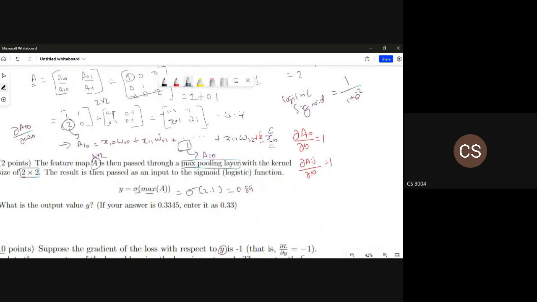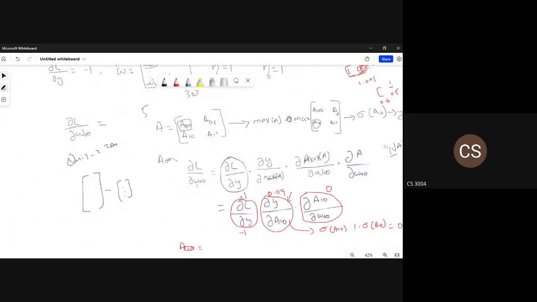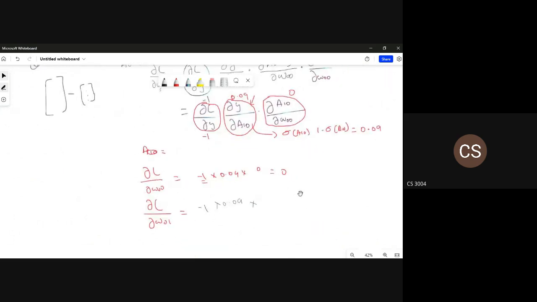So the derivative is going to be the x11 value. You have to just keep plugging in all these respective terms, and then you will end up with the gradient for all the weights in the given kernel.